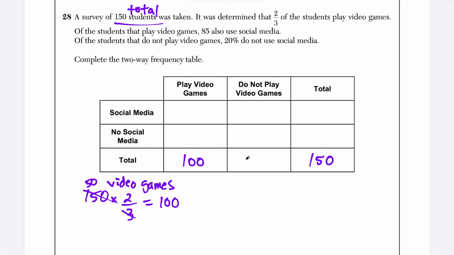Now to find out how many people do not play video games, we have to add up to 150 here. So we could just do 150 minus 100, which is 50, and that value is going here. So once I have 2 entries in a row or column, I just do the math to find the third. So that takes care of video games.